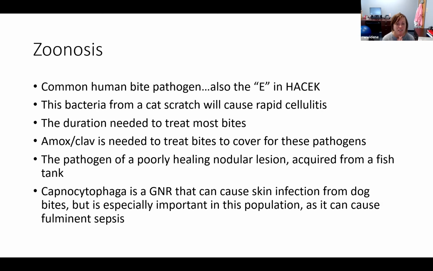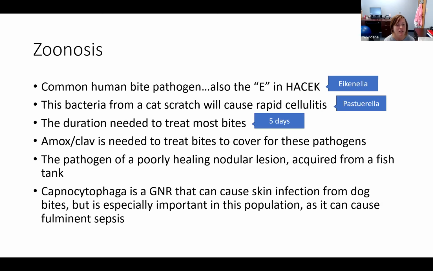All right, the duration needed to treat most bites. 5 days. Yes, 5 days. Okay, amoxicillin-clavulanic acid or Unasyn is needed to treat bites to cover for these pathogens, which we kind of just said.